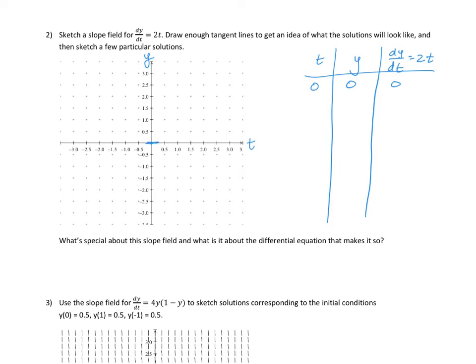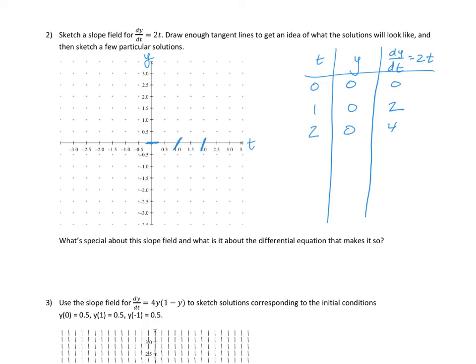And then maybe I'll do 1, 0. When t is 1, 2 times 1 is 2. So at 1, 0, I have a tangent line with a slope of 2. And maybe I'll do one more on the t-axis, 2, 0. That would be 4, so much steeper. Maybe I like this one a little bit less steep.